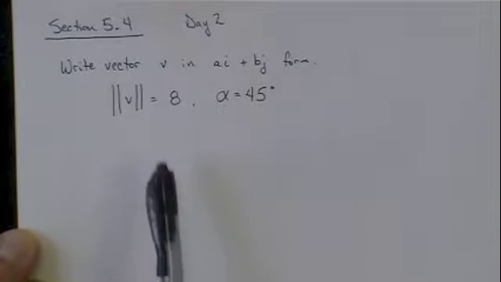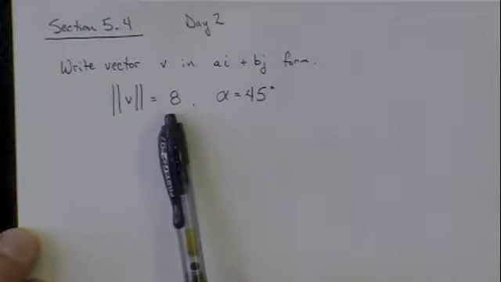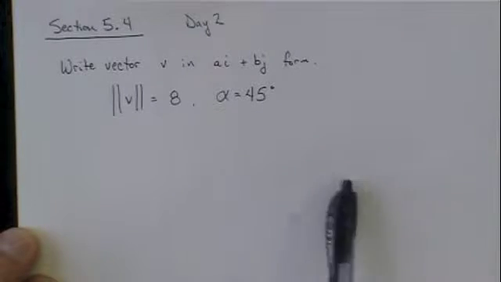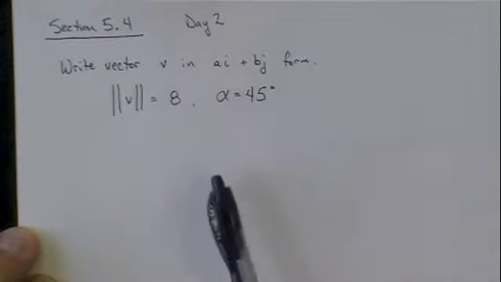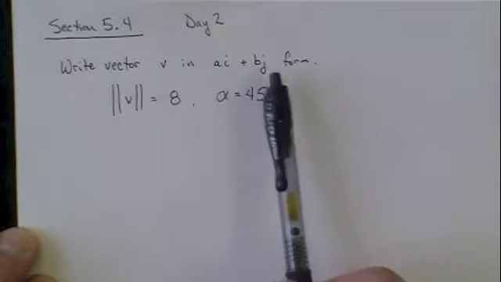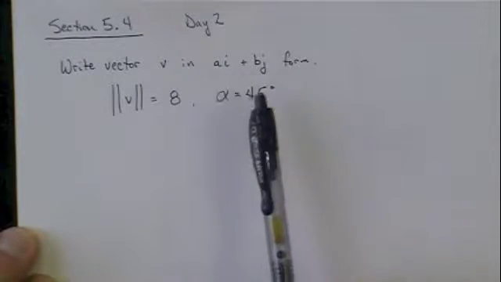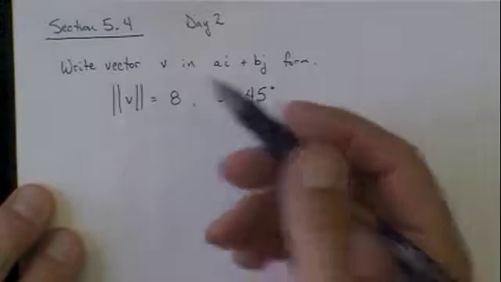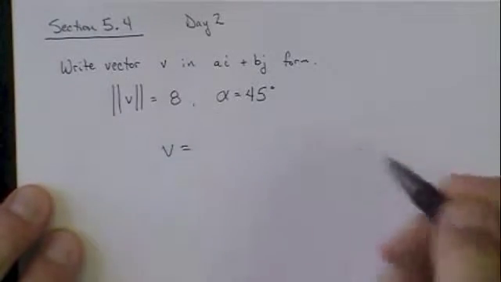Okay, for this example, we're given the magnitude of our vector is 8, and the angle that the vector is making, measured from the x-axis again, is 45 degrees. And we're going to write this in ai plus bj form. Remember that i is our horizontal component and j is our vertical component. And so we can write this for our vector.